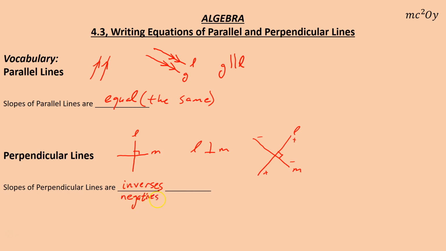There's another way of thinking about it. They're negative. So if one's positive, you change the other one to negative or vice versa. And they're reciprocals.